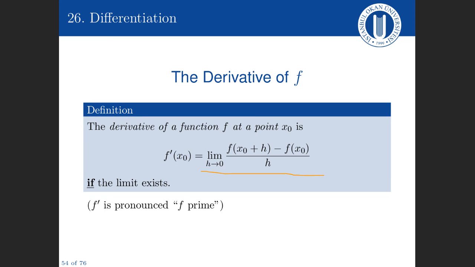The slope of the blue graph at the point x0, which is also called the derivative of f at the point x0, is defined to be this limit if this limit exists. We start with a function f, and then we calculate its slope or its derivative, and then we need a new way to write this. We write this as f prime.